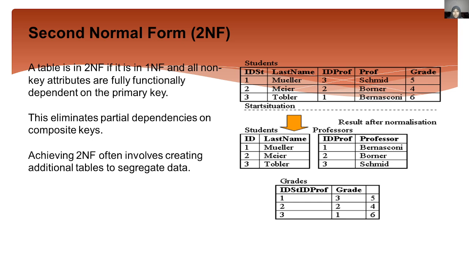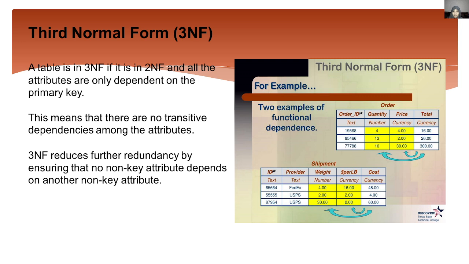2NF, second normal form. A table is in 2NF if it is in 1NF and all non-key attributes are fully functionally dependent on the primary key. This eliminates partial dependencies on composite keys. Achieving 2NF often involves creating additional tables to segregate the data.